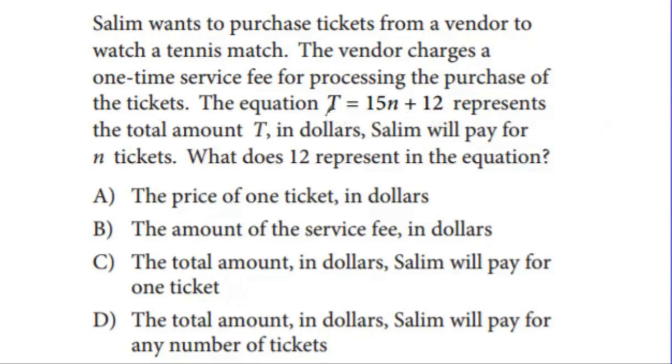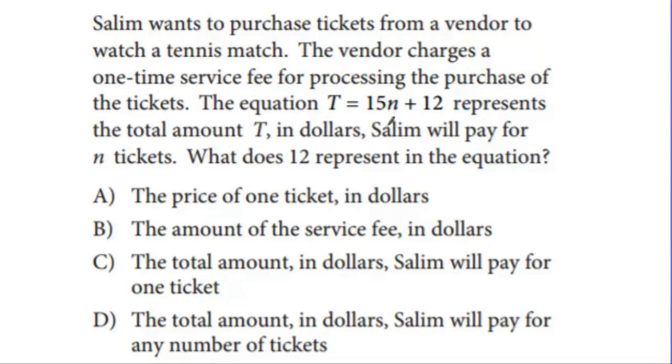Now I notice that this equation is in y equals mx plus b form. So this would be the y, mx, and then the b. Since 12 is the b, that means it's the y-intercept. When I talk about lines, and especially equations of lines, the y-intercept is a beginning place, it's a start. And as I look through my options, it wouldn't be the price of one ticket, because it looks like I'm multiplying the number of tickets I've got by 15.